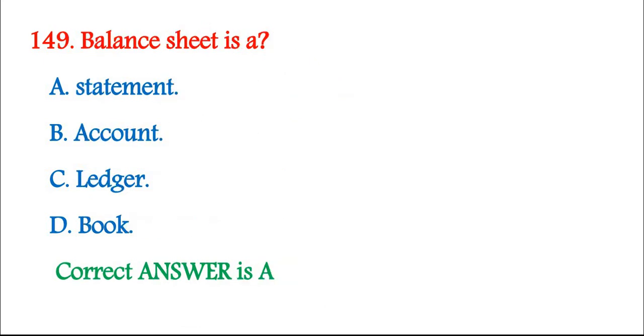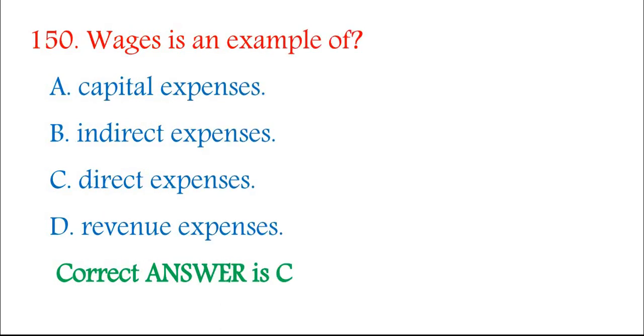149. Balance sheet is A. Statement. B. Account. C. Ledger. D. Book. Correct answer is A. 150. Wages is an example of A. Capital expenses. B. Indirect expenses. C. Direct expenses. D. Revenue expenses. Correct answer is C.